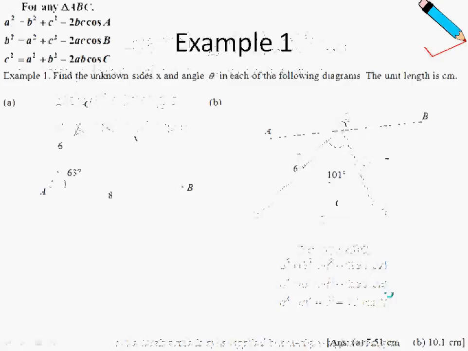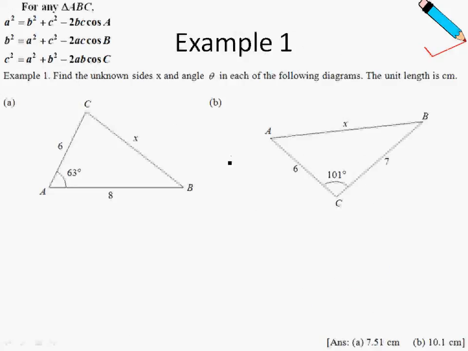tangible examples. Okay, in example number 1, find the unknown sides x in each of the following diagrams. So to make things simple, let me just label this side as a. This side that is opposite angle C, I'll label it as c. And this side that is opposite angle B, I'll label it as b.